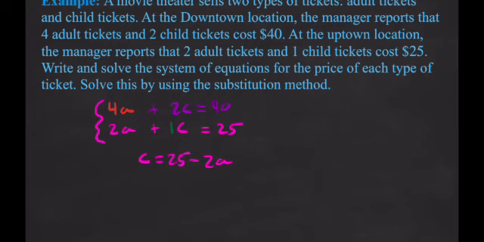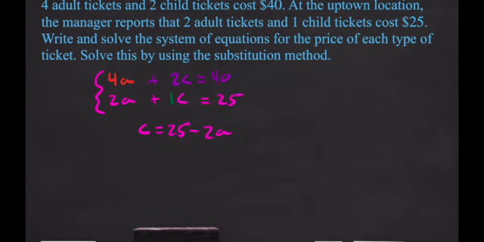If it had a different number, we would divide by whatever that number is, and then you have the variable by itself. So going from here, we have C is equal to 25 minus 2a. Take that value and plug it into the other equation. So plugging into the other equation, we have 4a plus 2 times 25 minus 2a equals 40.